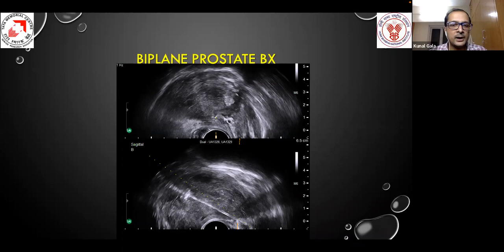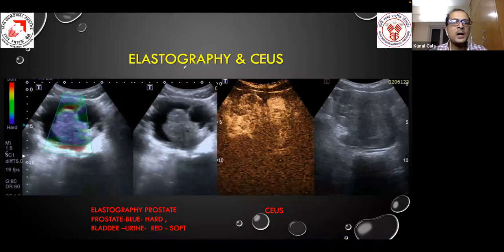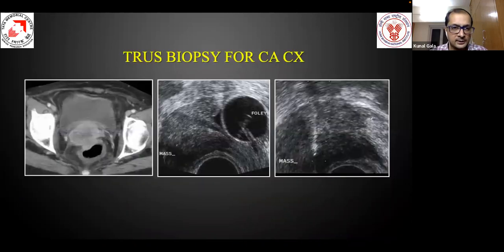So what we see here in the side firing, we can see the needle in toto, and in the end firing, we just see a dot of the needle. So it is easier, and we can target the lesion pretty accurately. What we have added is elastography to this as well. When the lesion is endophytic, we can do it from the abdomen, or with the help of transrectal ultrasound, as well as we can do CEUS for the lesions of the prostate, and then target those lesions.